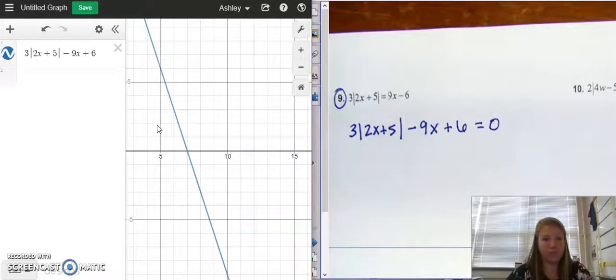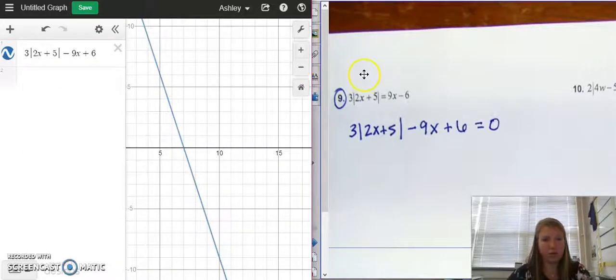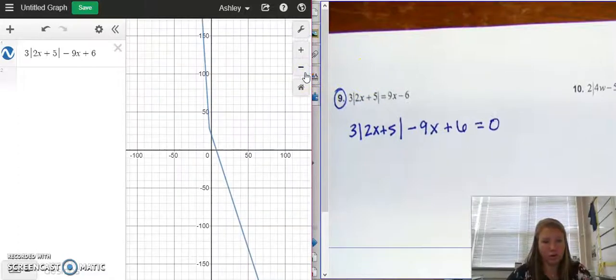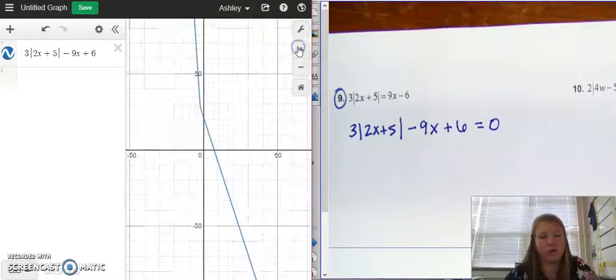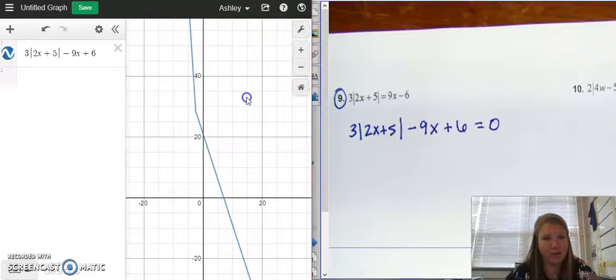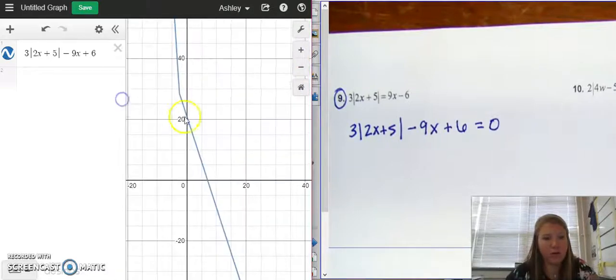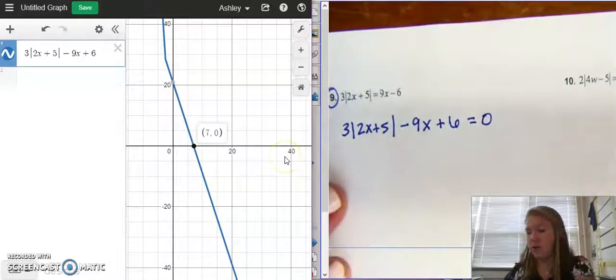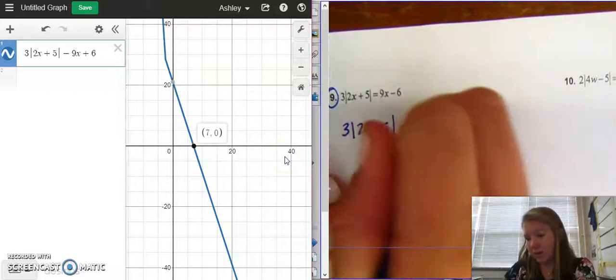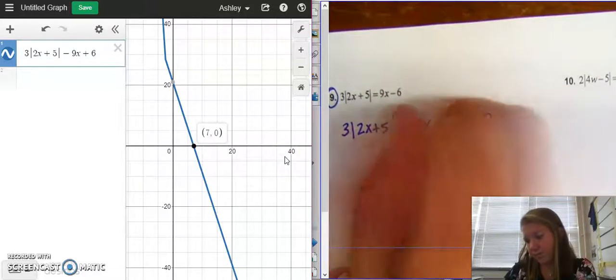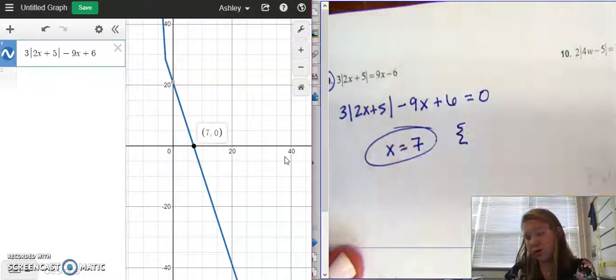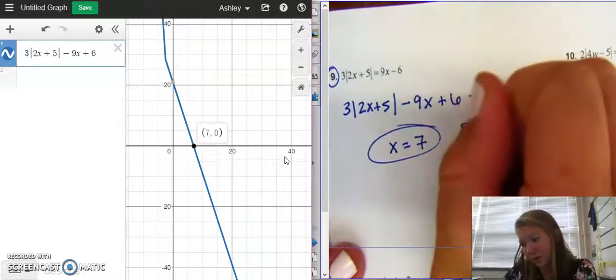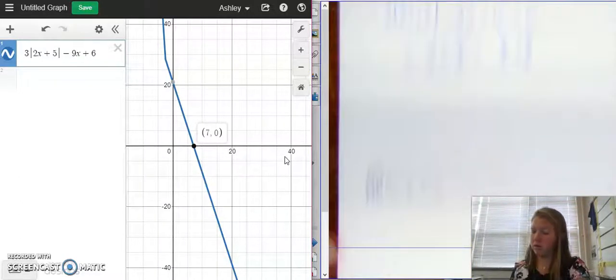Okay, and if I zoom out, notice that this doesn't look like our traditional V-shaped absolute value. And if you scroll left and right, you will see we only have one solution where we cross, and that's at positive 7. So my answer here is just x equals 7. Or if you wanted to use the curly bracket notation, you would just put a 7 inside the brackets.